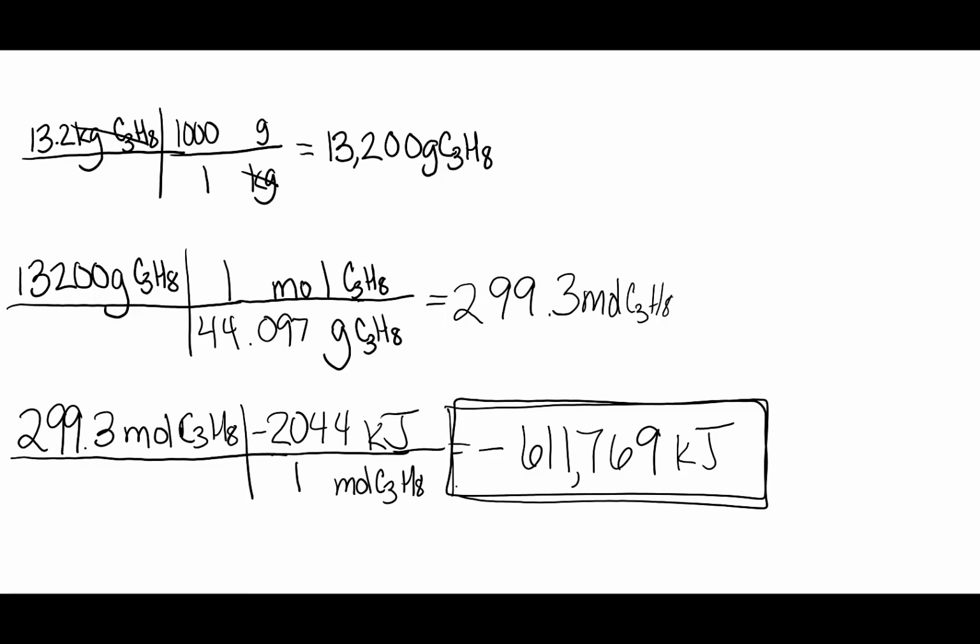How is that energy being released? Well, it's a propane tank on a grill, right? So 611,769 kilojoules of heat is being released. What do we use that heat for? We use it to cook things like our hamburgers and hot dogs, right? So with that heat being released, we could use it to do some work on our hamburgers and cook a hamburger. I hope you guys found this helpful.